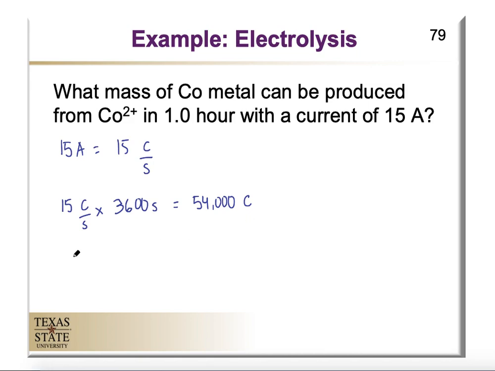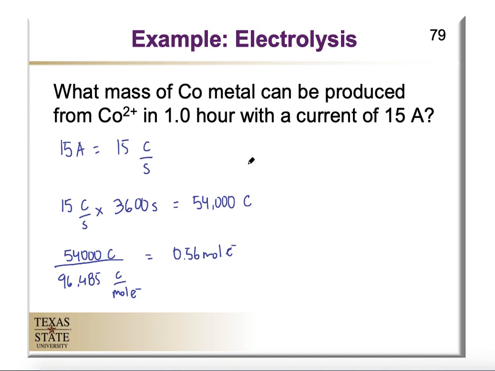And to do that, I'm going to use Faraday's constant, right? So I'm going to take my 54,000 coulombs and I'm going to be dividing by Faraday's constant, where Faraday's constant is 96,485, and the units of that are coulombs per mole of electron. And so I'm going to get the moles of electrons on the top, and that's going to be 0.56 moles of electrons.